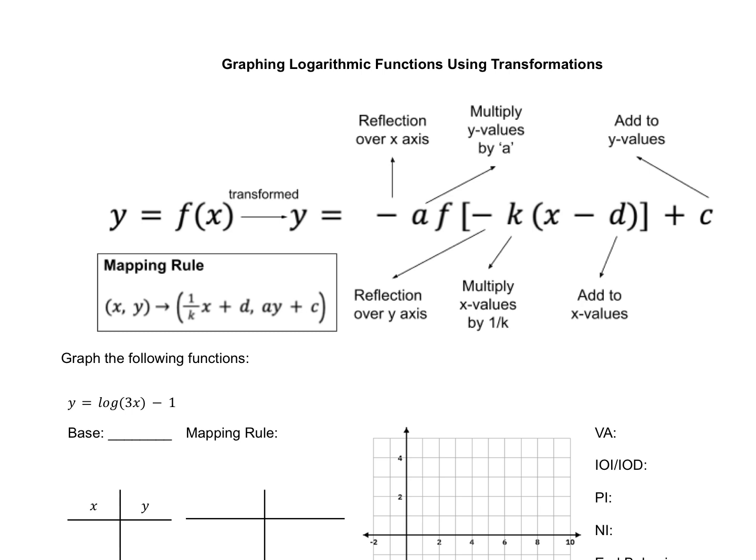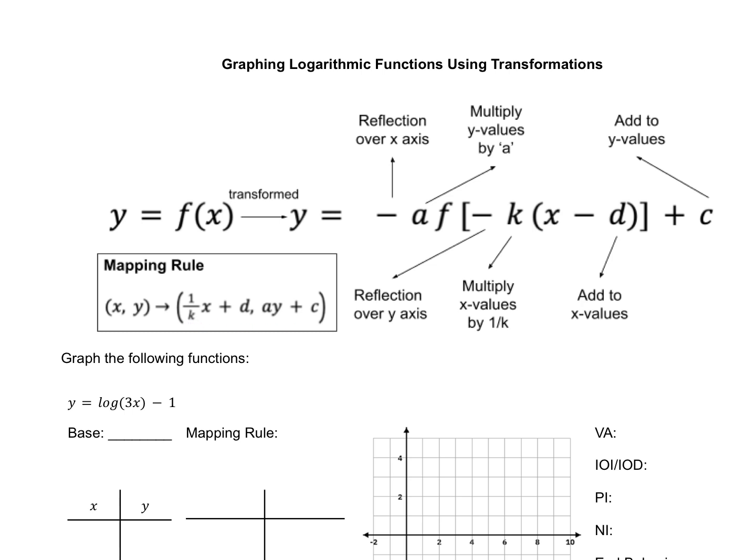Now, we've been graphing transformations one transformation at a time. We graph our base function, then apply the transformations. A shortcut is something called a mapping rule. And that is where you take all of your original base function points, let's call them x and y, and apply the following mapping rule.